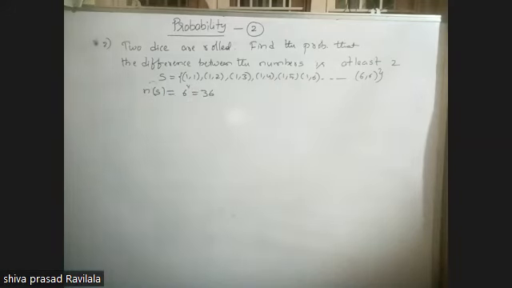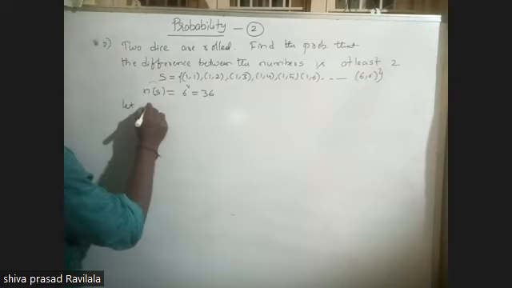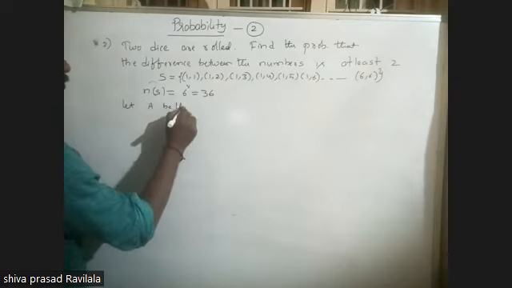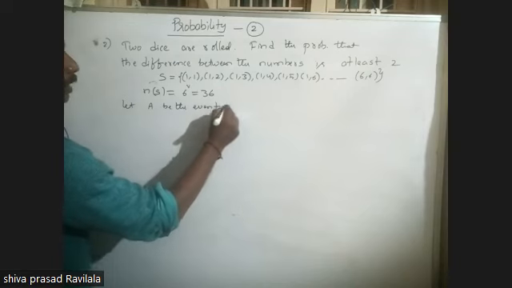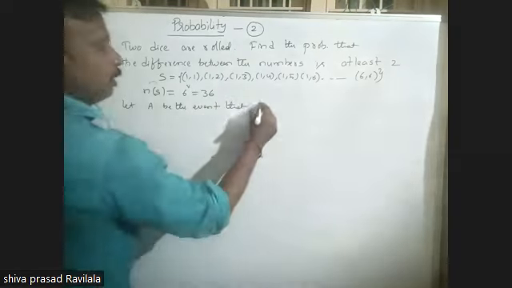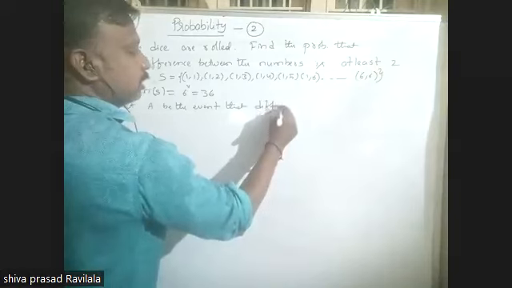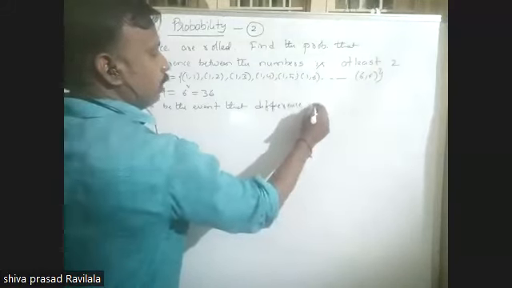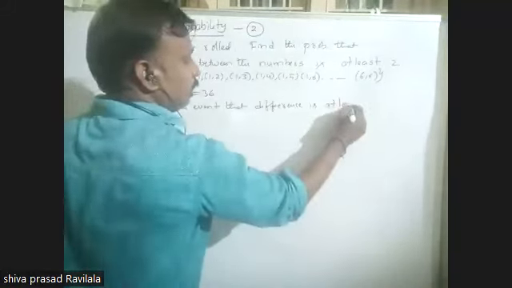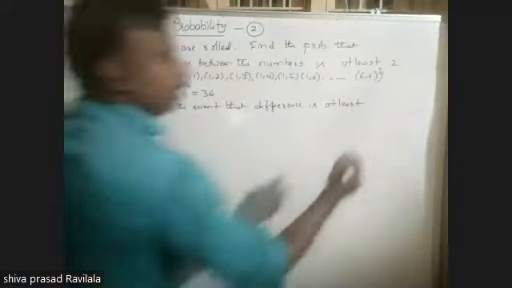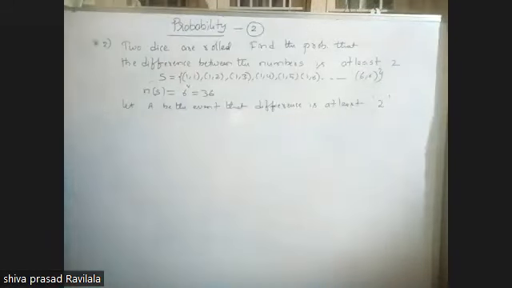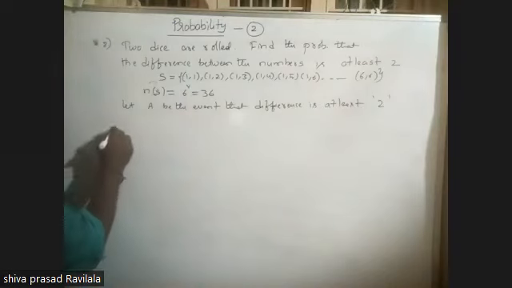Writing that at least 2 means many values, so you write down the complement. Let A be the event that the difference between the two numbers is at least 2. We are going to find the complement. Therefore, A complement is equal.